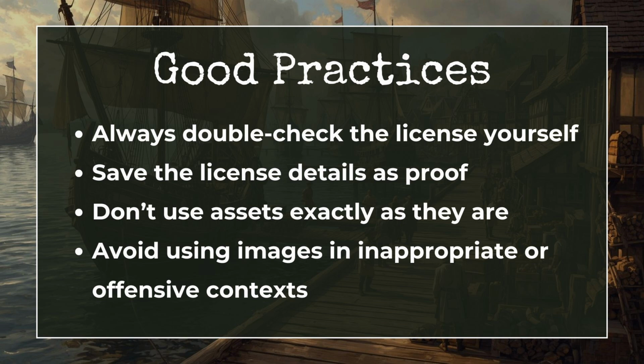It can be a PDF with details of the license, or a screenshot of license details from that site. So if Amazon asks you to provide any proof that you can use a particular asset, you can provide them with those details. Also, don't use assets exactly as they are. We have to either modify them or, for example, combine them with other assets to create some unique design. Last but not least, avoid using images in inappropriate or offensive contexts. It is especially important when the picture represents some person or child or famous place. Just remember these points and you will be safe.